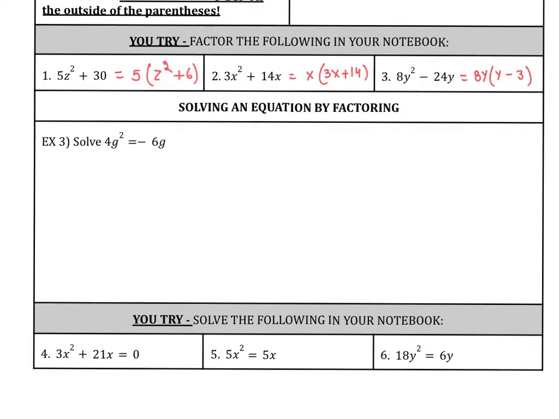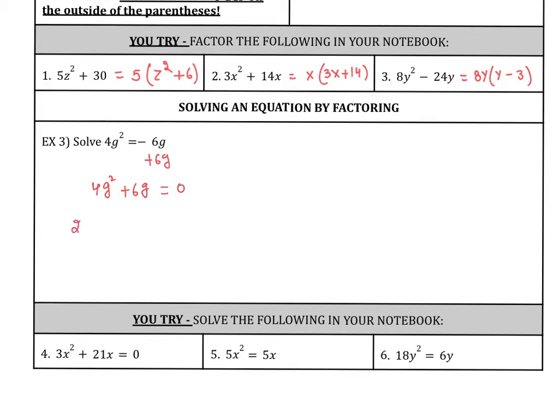Next is solving an equation by factoring. First of all, we need to make this equation into one side. So we are going to add 6g on both sides. What you get here is 4g squared plus 6g equals 0. Now we are going to solve, which means we are going to find the value of g.